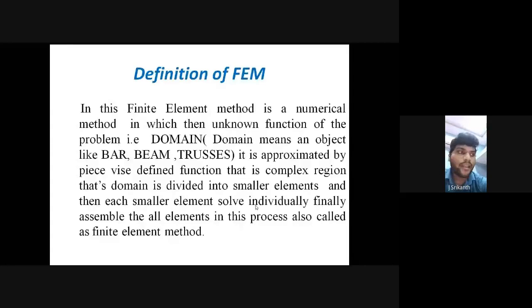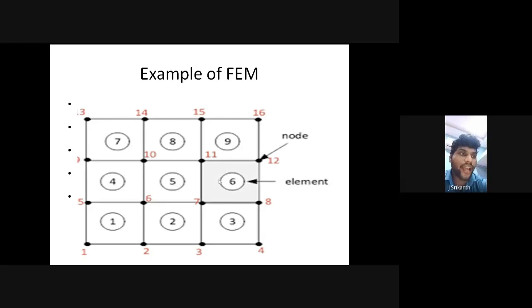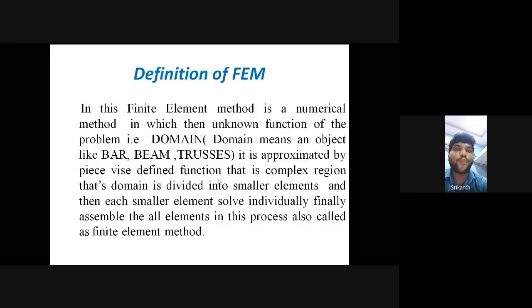Listen carefully. For example, this is the wall. It will be divided into various types of domains. A domain is also called a brick. A brick is also called an element. So in this particular wall, there are 9 domains, 9 bricks, 9 elements. At that time, this is a complex region, a complex structure also. Why? Because it includes various bricks. So at that time, the domain is divided into smaller elements.